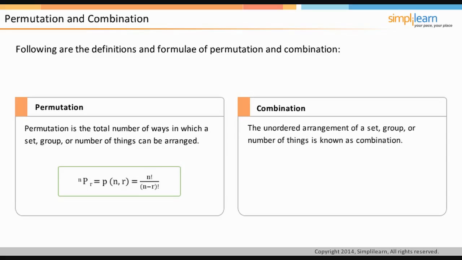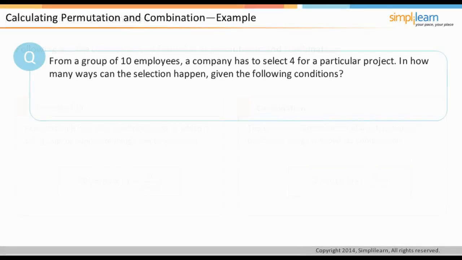The unordered arrangement of set, group, or number of things is known as combination. The order does not matter in combination. The formula for combination is nCr equals C of n and r equals n factorial divided by r factorial multiplied by n minus r factorial, where n is the number of objects and r is the number of objects taken at a time. Let us look at an example for calculating permutation and combination in the following screen.